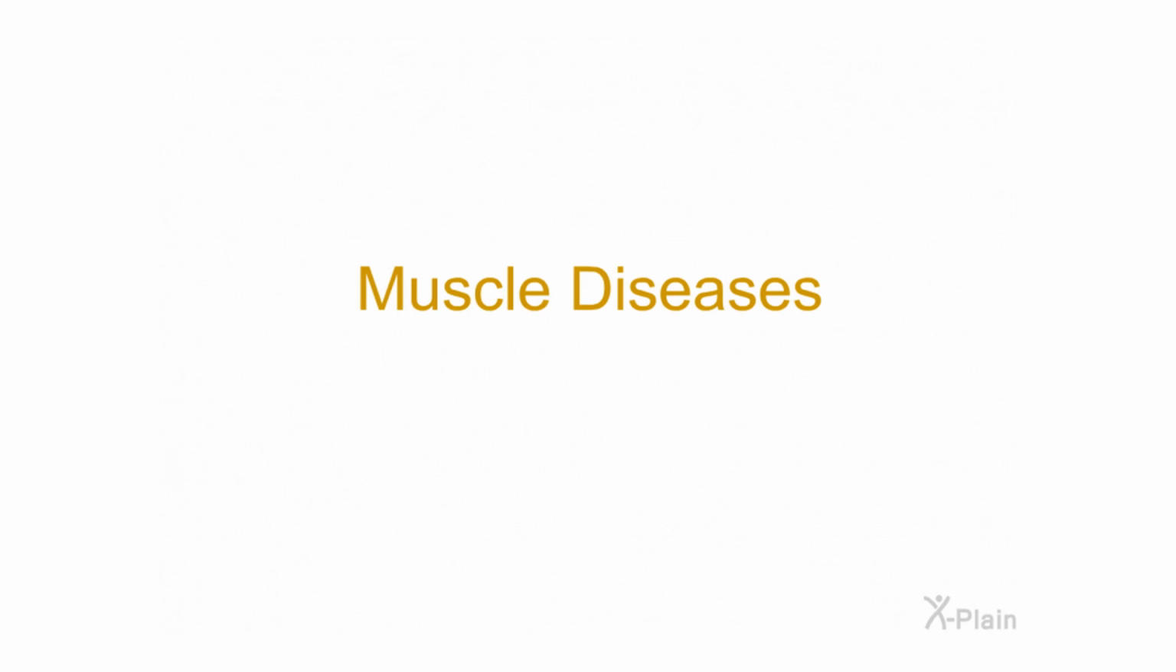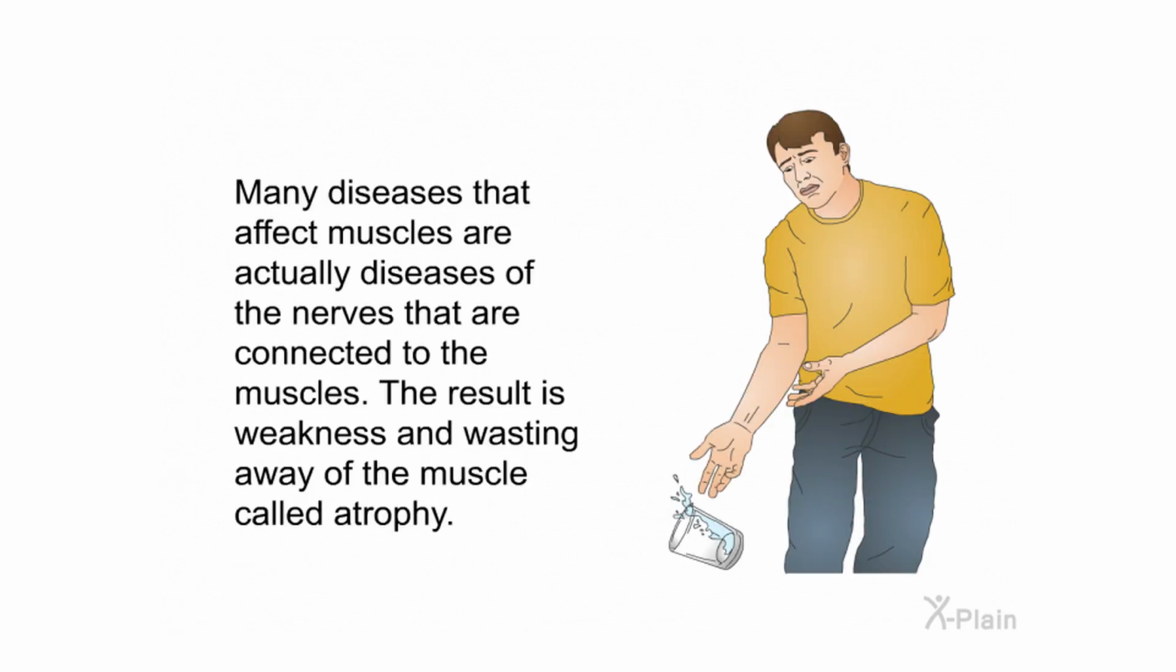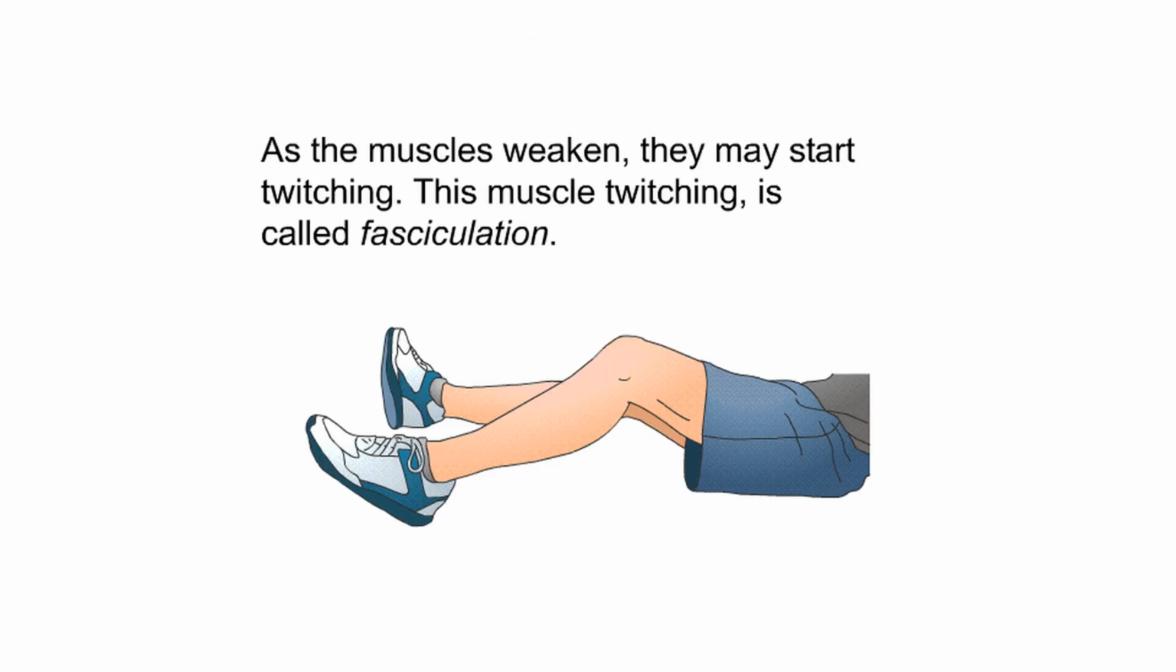Muscle diseases. Many diseases that affect muscles are actually diseases of the nerves that are connected to the muscles. The result is weakness and wasting away of the muscle, called atrophy. As the muscles weaken, they may start twitching. This muscle twitching is called fasciculation.